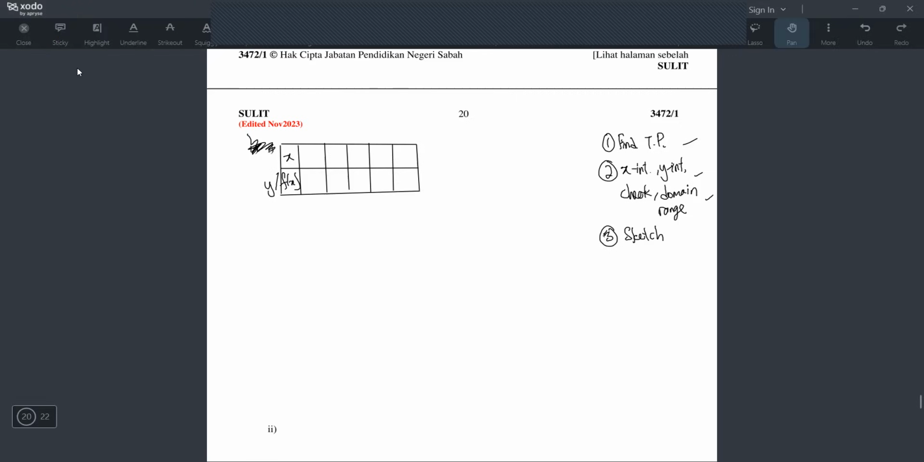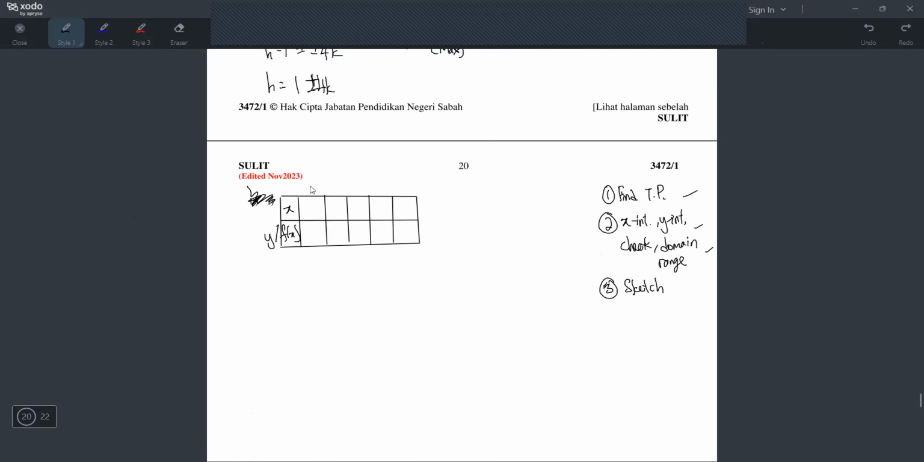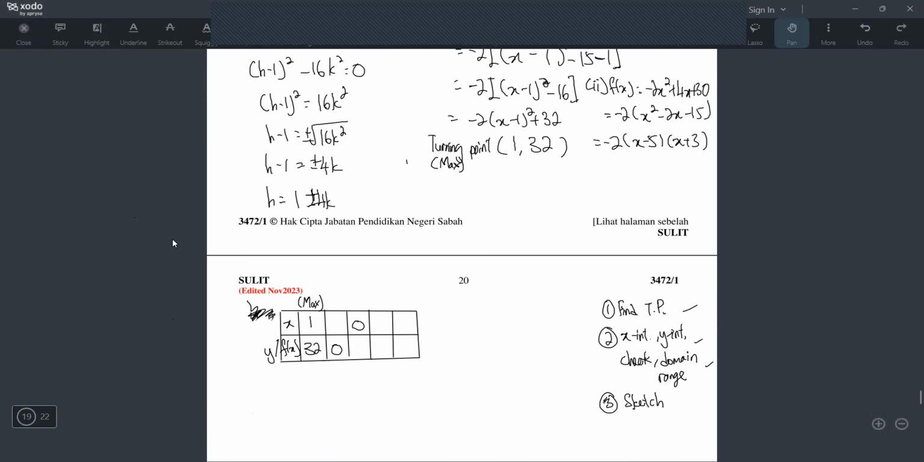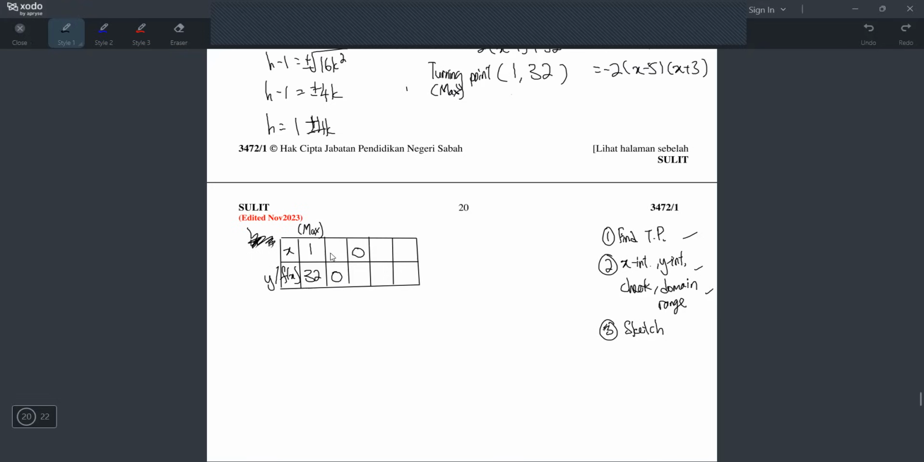The first point is the turning point, which I already found. I don't even have to do it again. It's (1, 32). So this one is the turning point, so I'll just write a bracket here and write maximum, because it's the maximum point. Next important point is the x-intercept. X-intercept is when you substitute y = 0, and y-intercept is when x = 0. The x-intercepts, I already found, are 5 and -3. So when y = 0, I get -3 and 5. There are two x-intercepts.